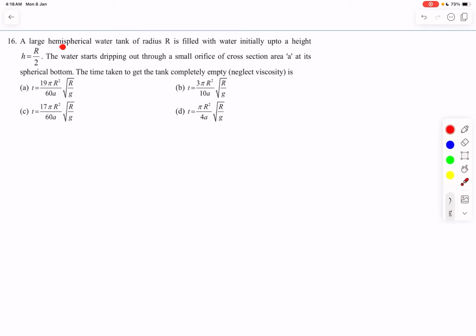The problem says we have a large hemispherical water tank of radius r that is filled with water initially up to a height of r by 2. The water starts dripping out through a small orifice of cross-sectional area A at its spherical bottom. We have to find the time taken to get the tank completely empty. So give this problem a try, guys, and check out the solution.